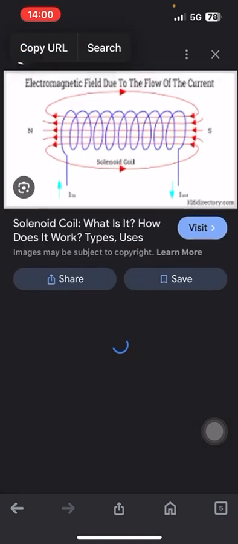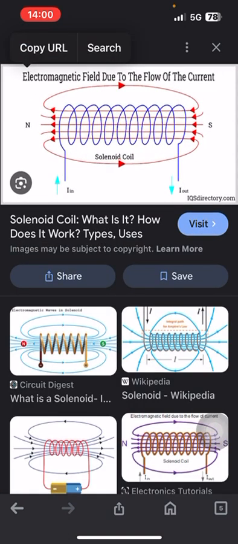So this is a solenoid here. So already we know that the lines are straight lines inside, but on the outer side the lines are curved. The lines are curved outside the solenoid, but inside they are straight lines.